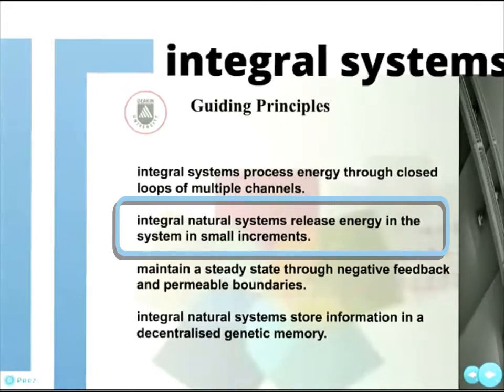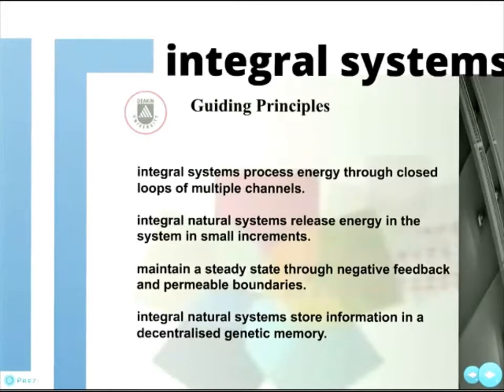Integral natural systems also release energy in small increments. I'll give you an example. A leaf uses a lot of energy, but it doesn't release it all immediately. What a leaf does is store it in a different form, such as starch, inside the leaf itself. We're using photosynthesis, of course, and then it releases it in very small increments, so it lives for a long time in a concentrated energy form.